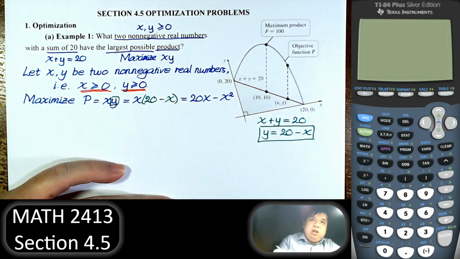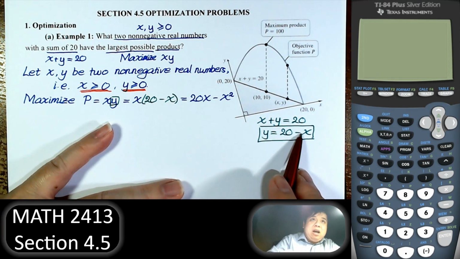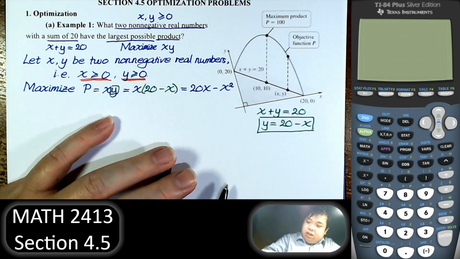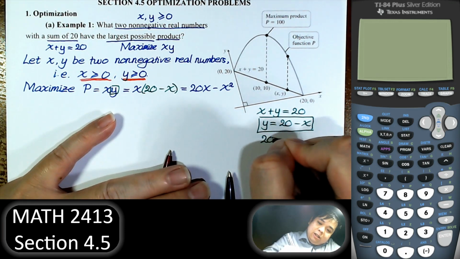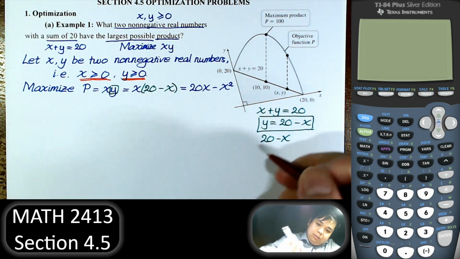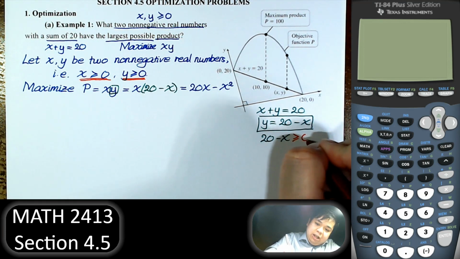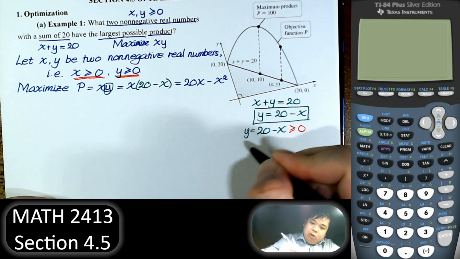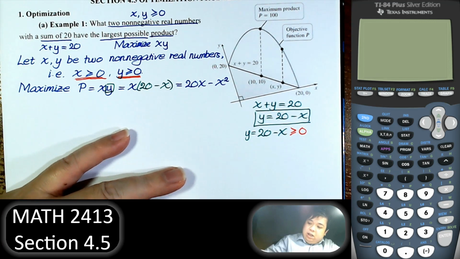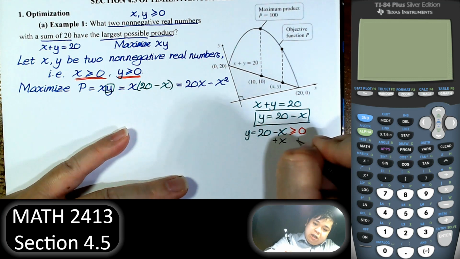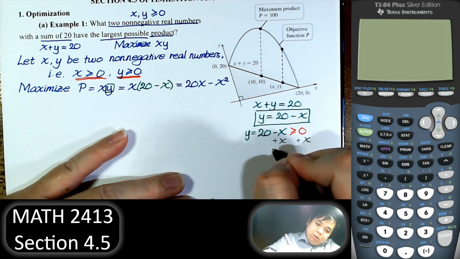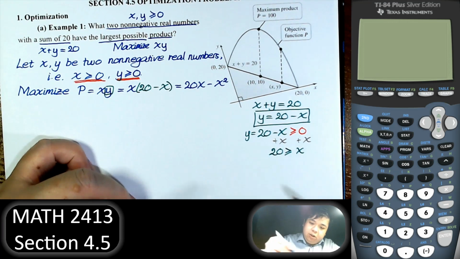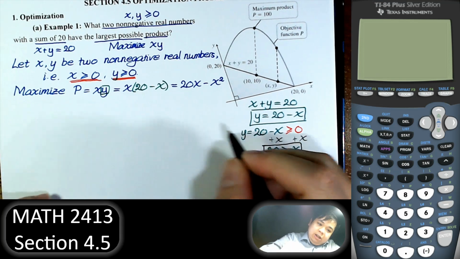We have y greater than or equal to 0, and y equals 20 minus x. I'm going to use that because y is greater than or equal to 0, so we have 20 minus x greater than or equal to 0 as well. Add x on both sides, so we have 20 greater than or equal to x. So this is one condition and this is the second.